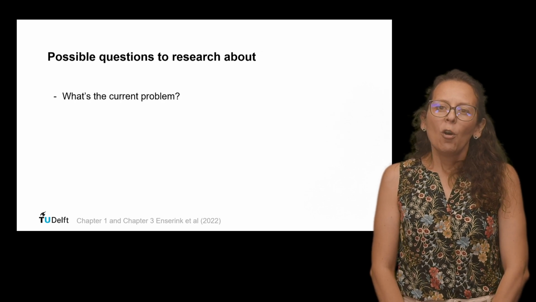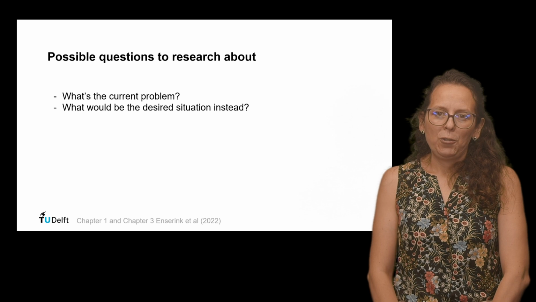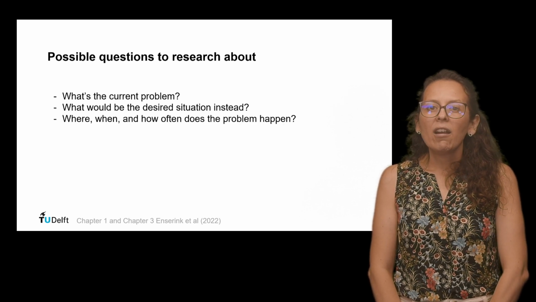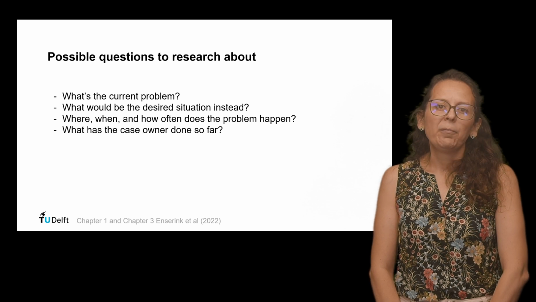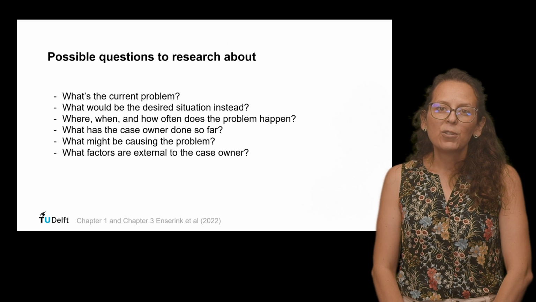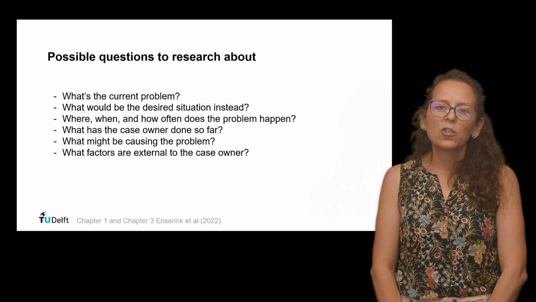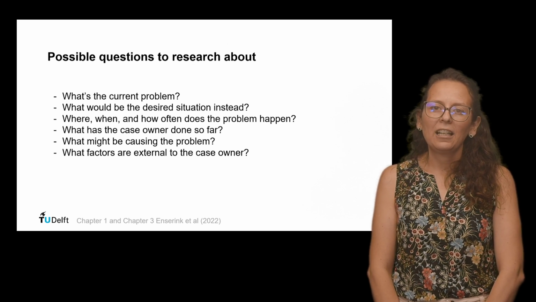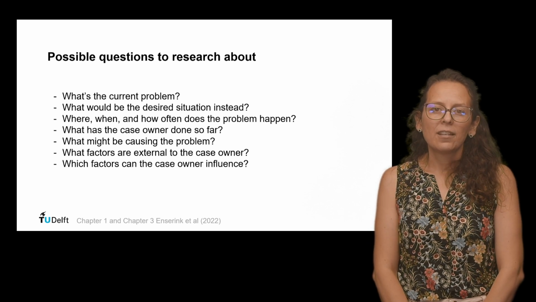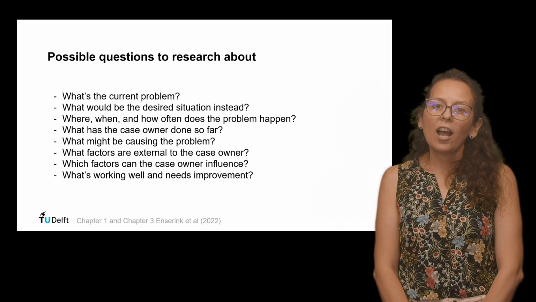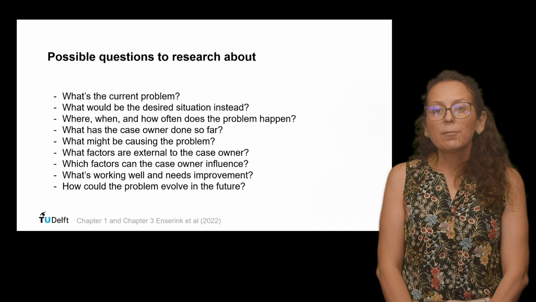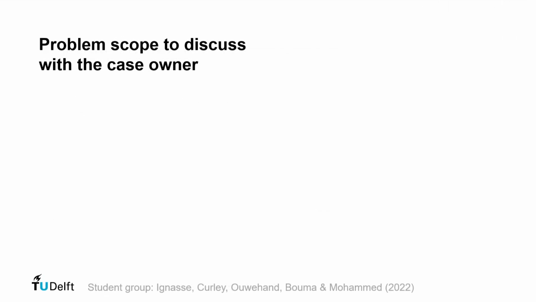For example, what is the current problem situation? What would be the desired situation instead? Where, when, and how often does the problem happen? What has the case owner done so far? What might be causing the problem, considering different types of causes such as social, technological, economical, political, and environmental? Which of these causes are external to the case owner's own influence? What factors can the case owner actually influence? What is working well and what needs improvement? Last but not least, how could the problem evolve in the future?